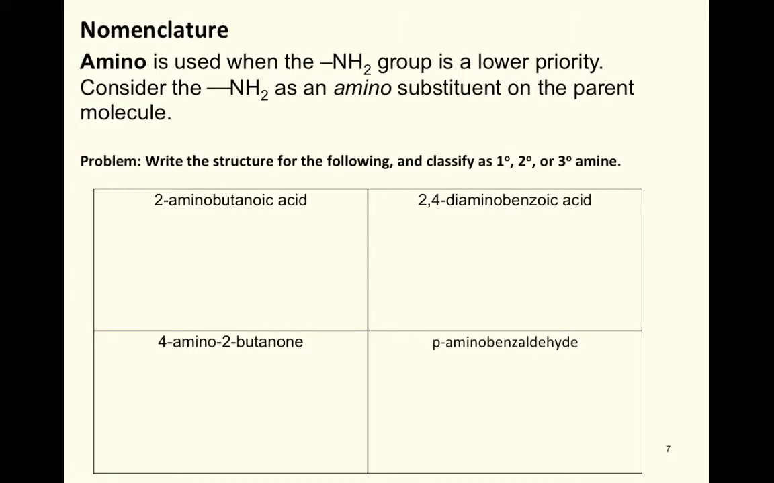For nomenclature, when nitrogen does not have priority, amino is used as a substituent on the parent molecule. Problem: draw the structure for the following and classify them as primary, secondary, or a tertiary amine. Go ahead and pause the video, come on back, and see how you do.